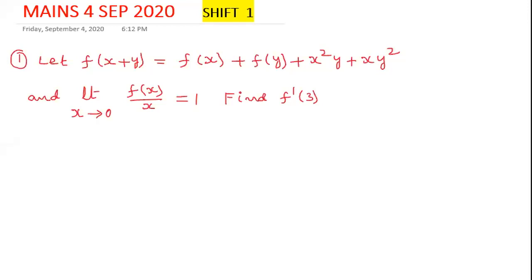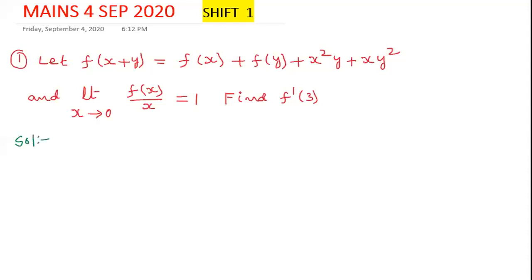Now I am going to start the first question. Let f(x+y) = f(x) + f(y) + x²y + xy², and limit x tends to 0 of f(x)/x is equal to 1. Find f'(3). So here, observe this. I think this is not an easy problem.